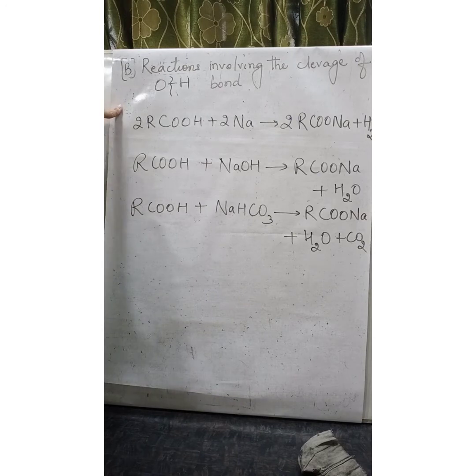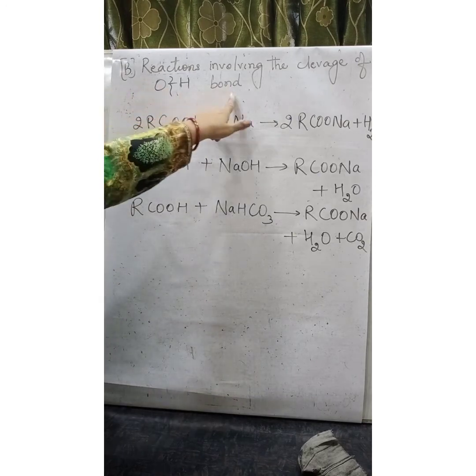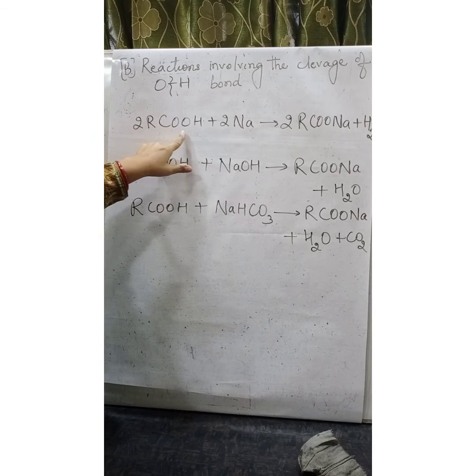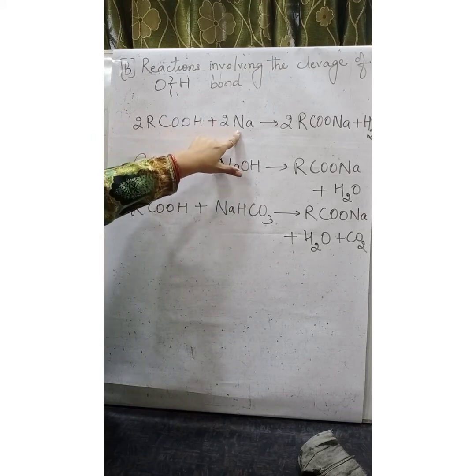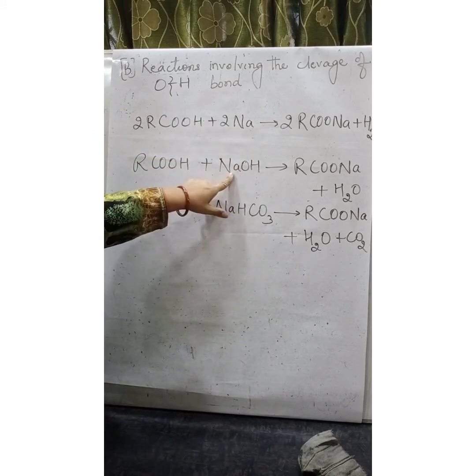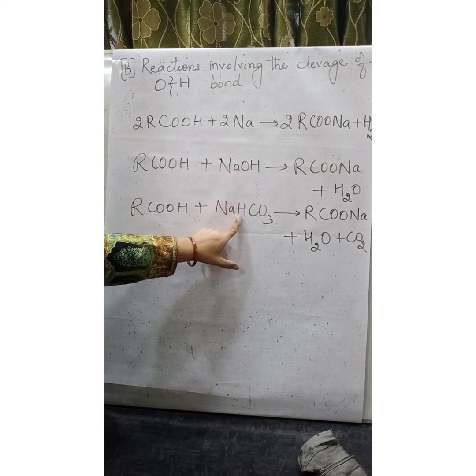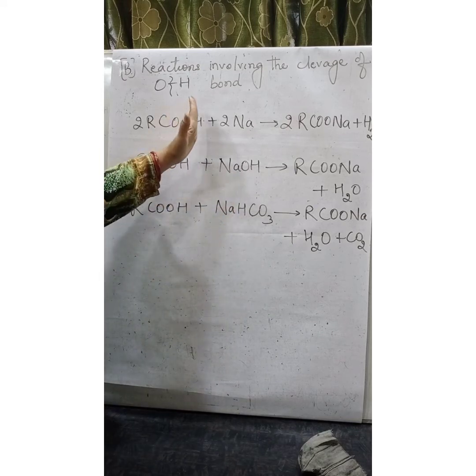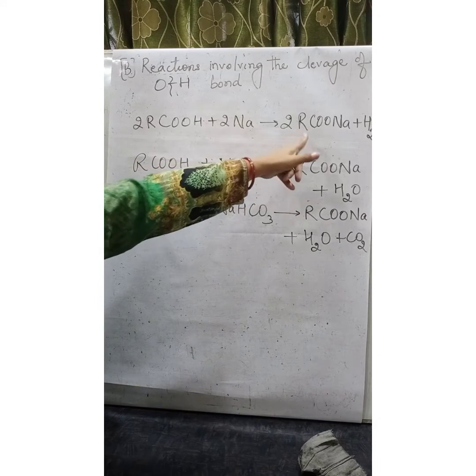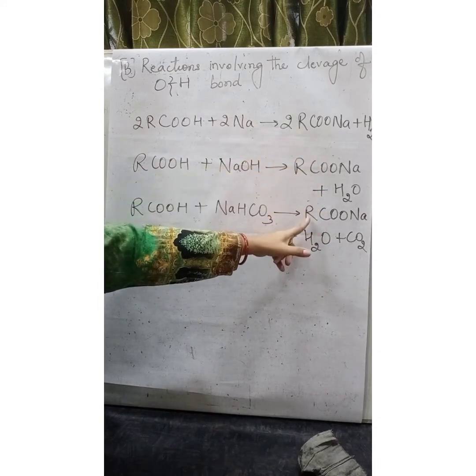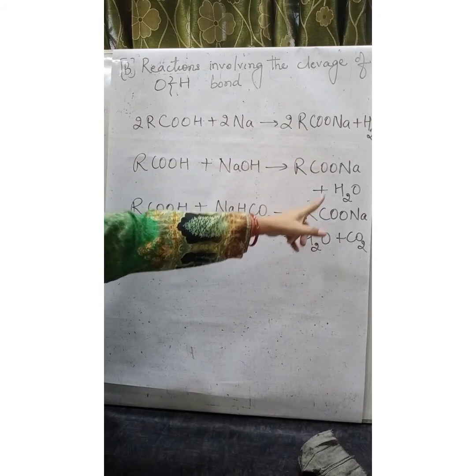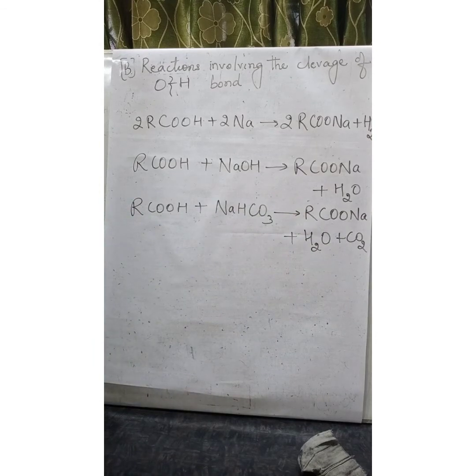Next one is reaction involving the cleavage of the O-H bond. You can see when the carboxylic acid reacts with either sodium metal or NaOH or sodium bicarbonate, the O-H bond breaks resulting in the formation of sodium salt of carboxylic acid along with liberation of either hydrogen or carbon dioxide gas along with water. So in all these reactions there is cleavage of the O-H bond.